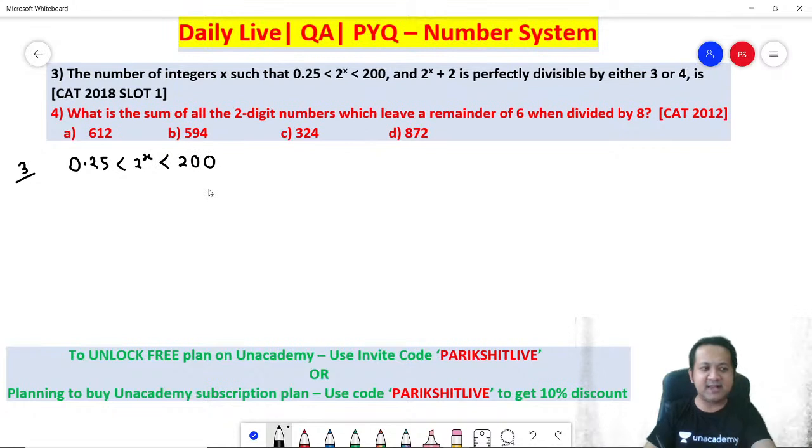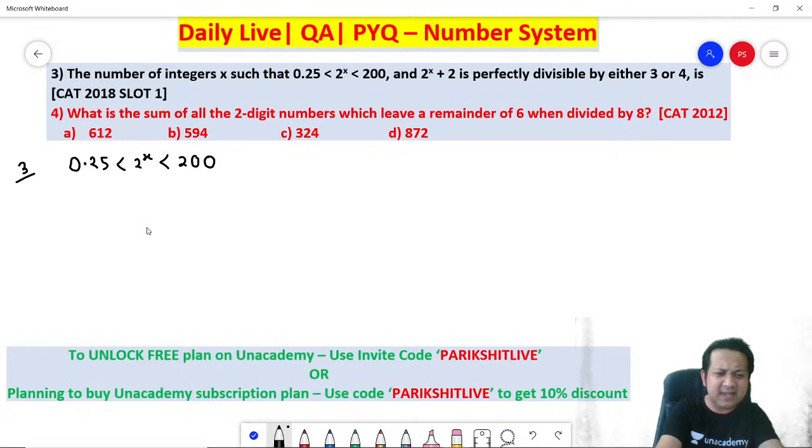This in turn is less than 200, right? And they ask: how many integers will satisfy the expression, where 2 to the power x plus 2 should be perfectly divisible by either 3 or 4? Now think about it.